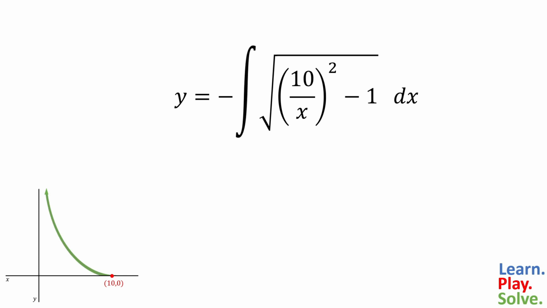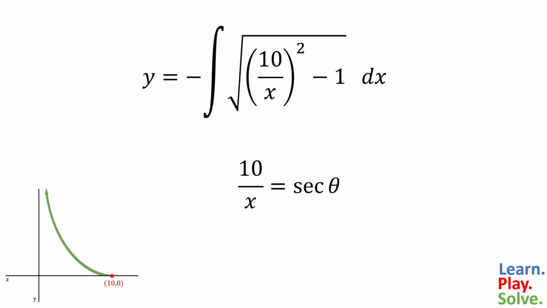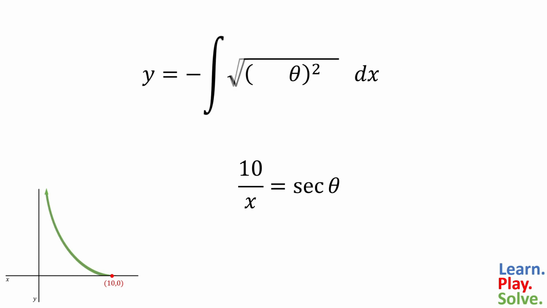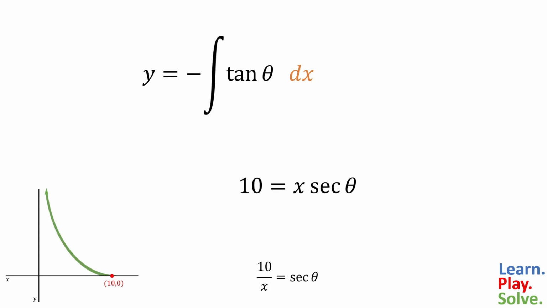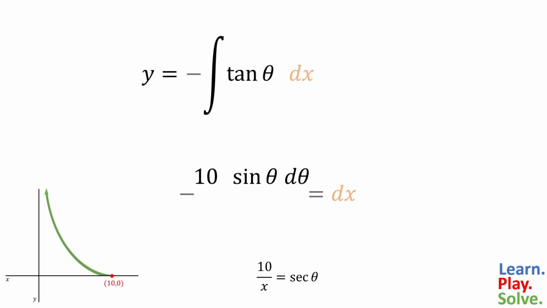This will be solved using trigonometric substitution. If we let 10 over x equal the secant of theta, then we can exploit the fact that secant squared minus 1 is equal to tangent squared, and the square root of tangent squared is tangent. We also need to change the differential. We'll come back to this later, but for now, let's solve for x. 1 over secant is cosine, so x is 10 cosine theta, which means dx is negative 10 sine theta d theta. Plug this in for dx to get our new differential.